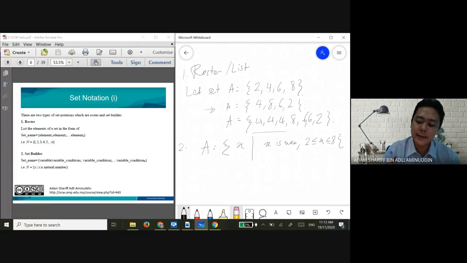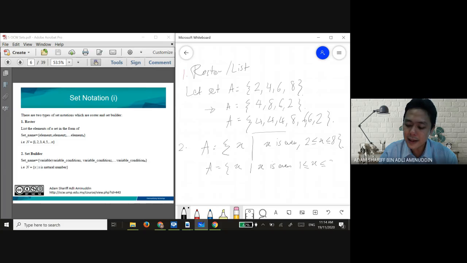So this is still the same set A, just a different notation. And again in set builder notation, for a condition like this, some students ask whether they can write x is even, not using a range like this, but x is even, x is greater than 1 and less than 9. That is fine too, it is the same.